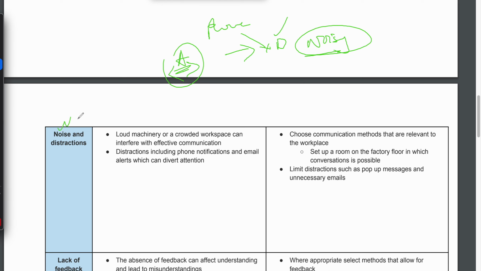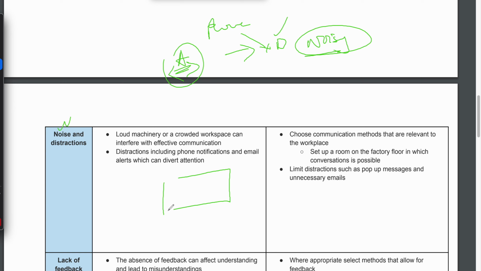So that's the first part here. Loud machinery or crowded environments can interfere with communication, right? Again, we're talking about distractions, including phone notifications and email alerts, which can divert their attention.